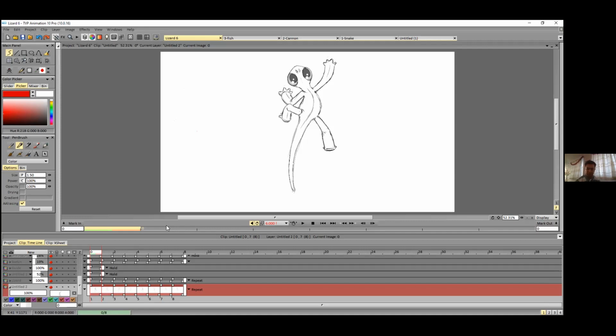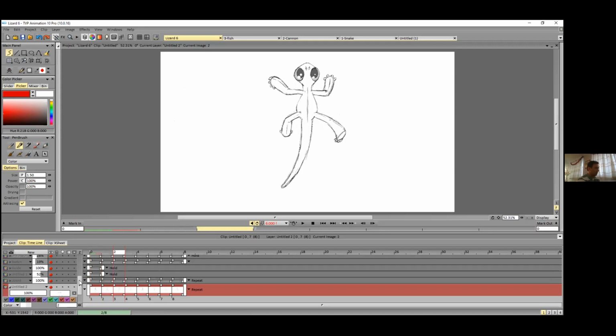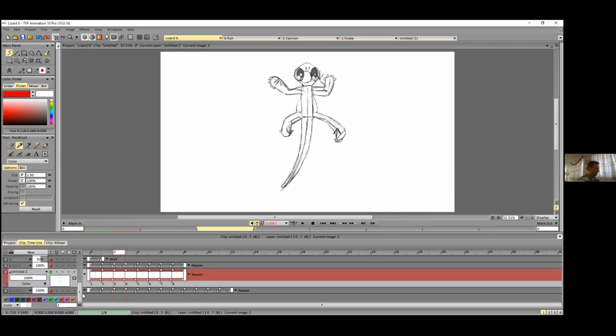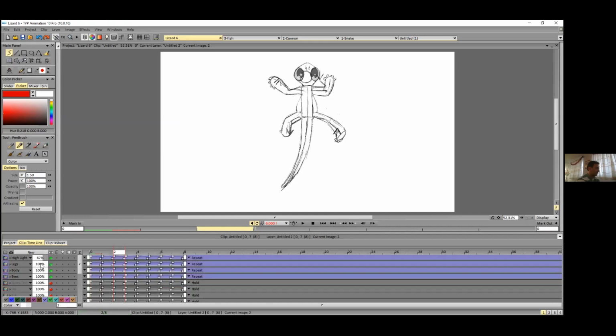Need 4 keyframes. Okay. To animate this, we should analyze the action, and to analyze the action, we should simplify. So I will draw this one instead of this.